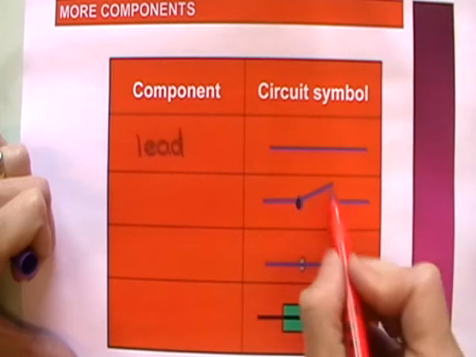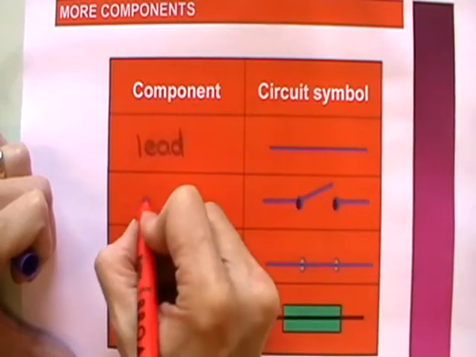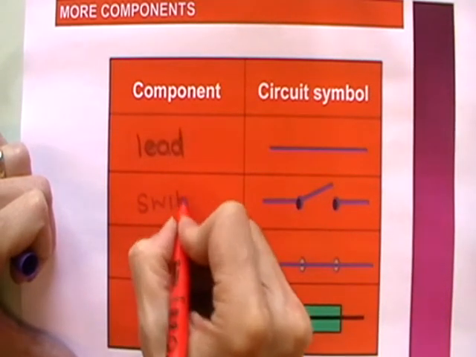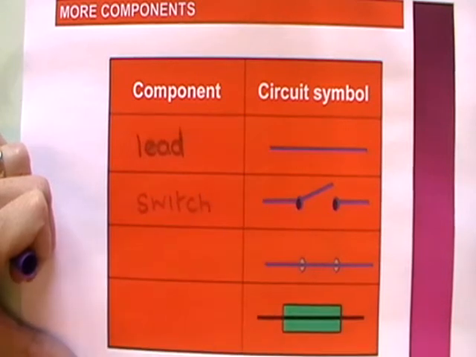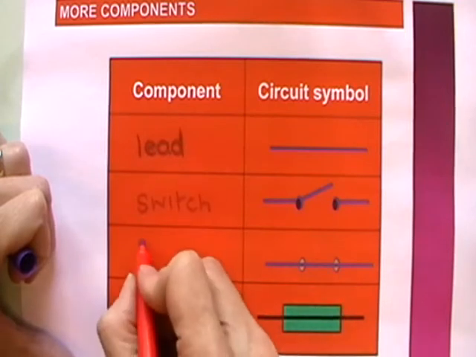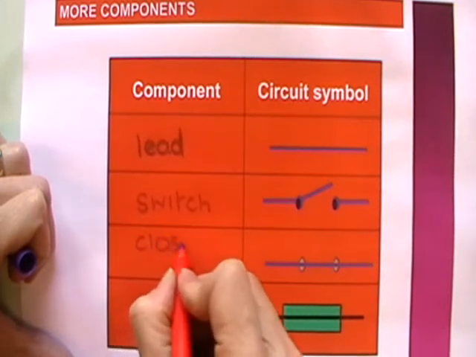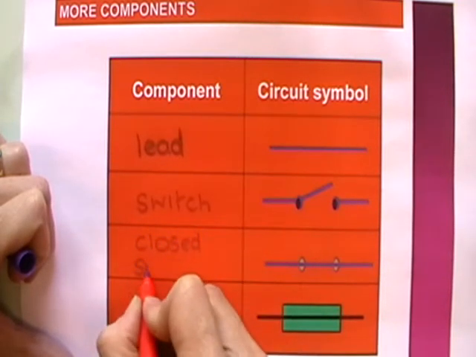The next one, of course, with the open bit here is a switch, and it's an open switch. And the next one then is a closed switch. It's not very often drawn like that, so this one is a closed switch.